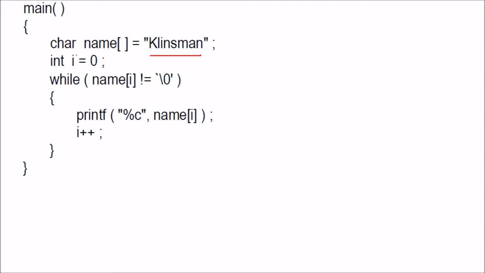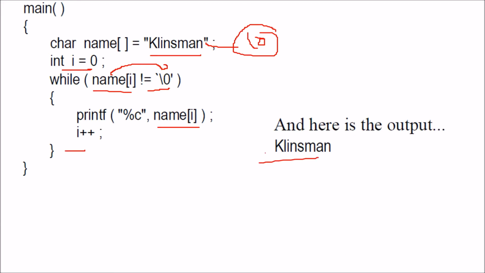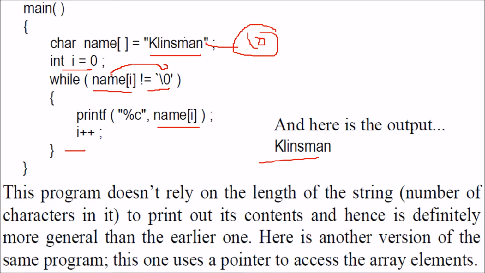So this program can be rearranged or reconfigured in this way. We start with i equal to 0 and we know that at the end we have \0. We know that the end of Klinsmann is \0. So we go up to not equal to \0. All the characters are compared with \0. If this is not \0, that is, we have not reached the end of the character array, we print the character, that is name[i], and we increment. So here also we'll get Klinsmann, because the length of this string we rarely use, we don't know it actually.